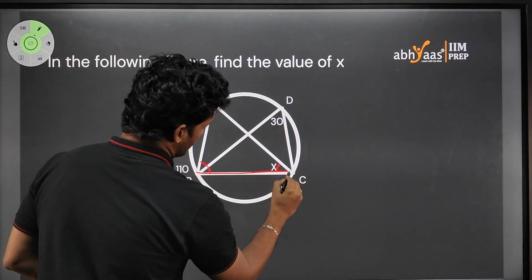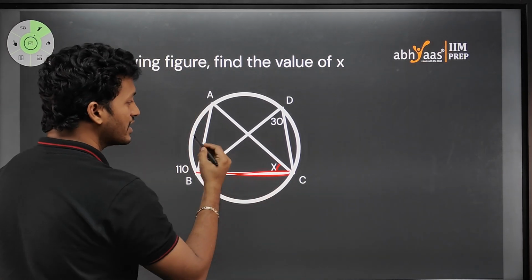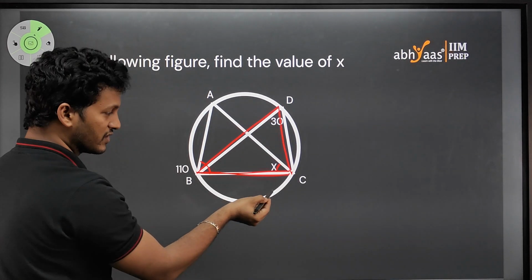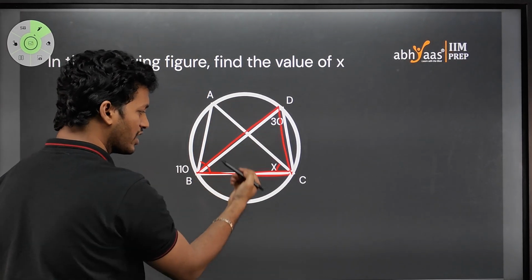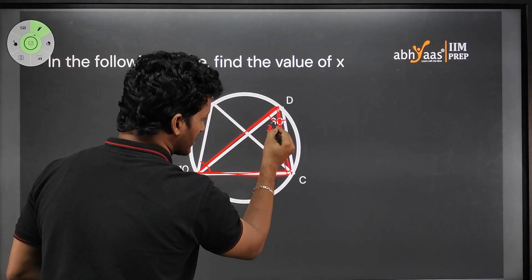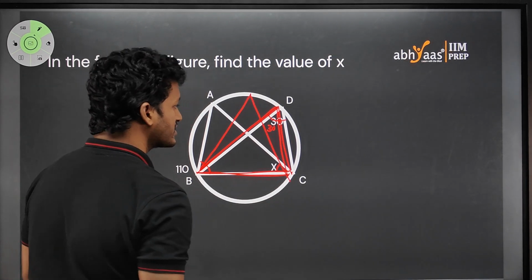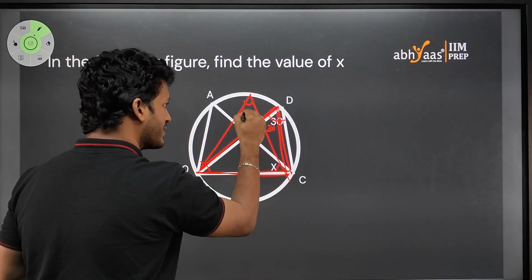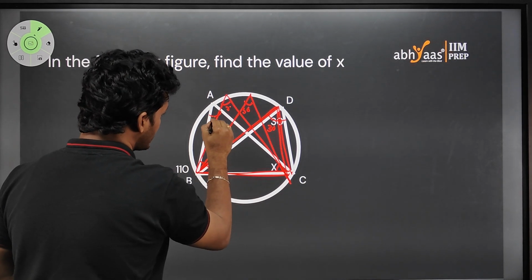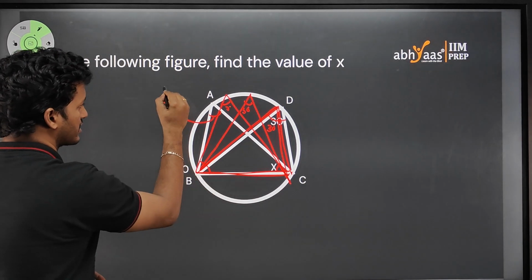Any chord, okay, a chord subtends the same angle anywhere on its arc, whether it is a major arc or a minor arc. If it is subtending 30 degrees here, at any point on the circle, on the major arc, it will subtend 30 degrees only. It will be the same. That means this angle is also 30 degrees.